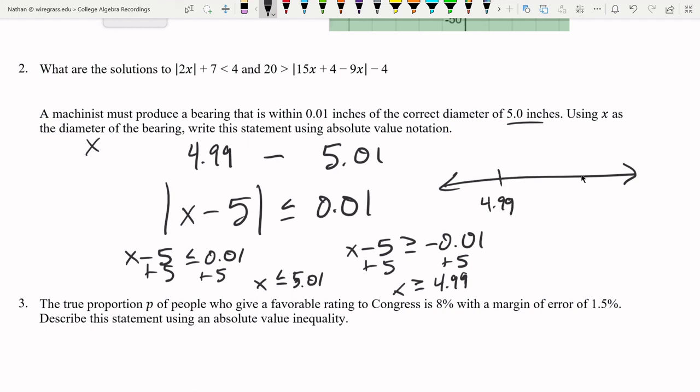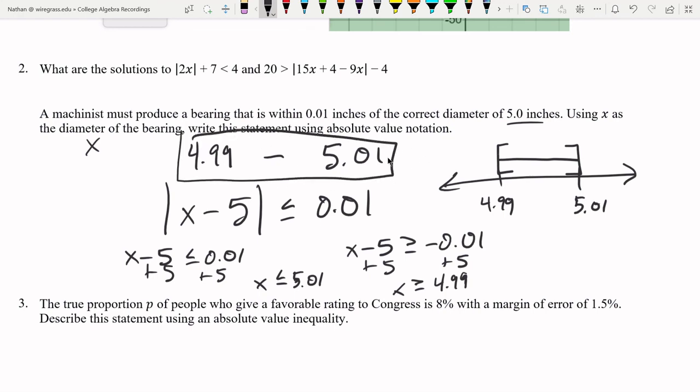So here we're going to put 4.99. We're going to zoom in quite a bit. 5.01. X must be less than or equal to it. That's going to be this. X must be greater than or equal to 4.99. And everything between is what we're looking for. That's the solution. And that fits exactly what we had said before. So this inequality models the situation perfectly. Okay, give it a try in number 3.